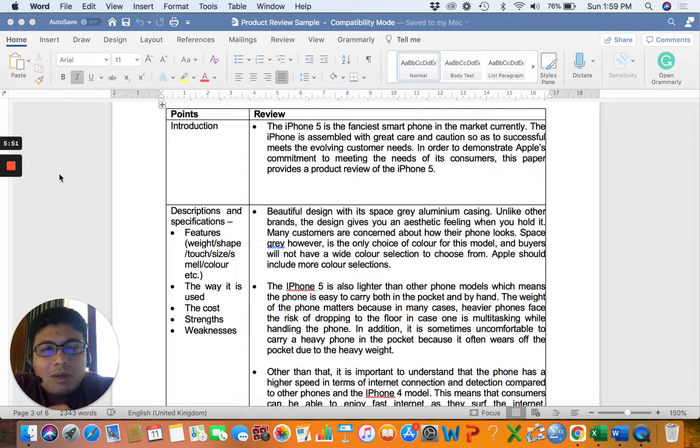paragraph. So for product or service review, what you have in your body paragraph is the description of the products or the description of the service. So you talk about all possible things that can be talked about. Of course, you don't talk about everything because that will make your essay or your presentation too lengthy.